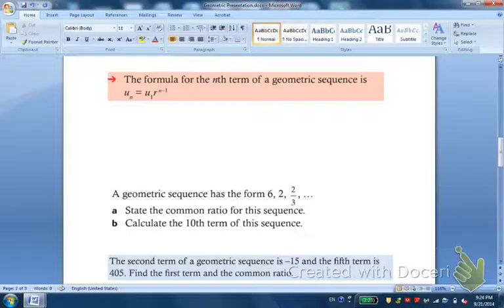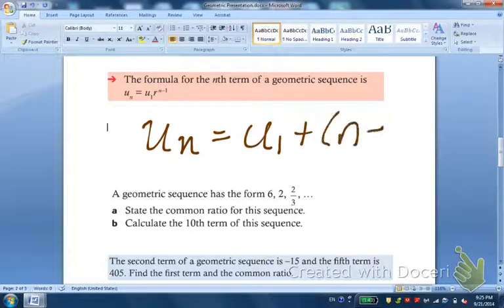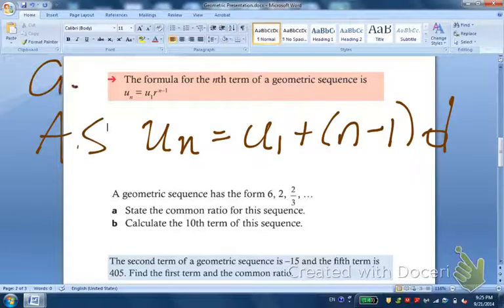Now, just like the arithmetic sequence, we're fortunate to have a formula that helps us find any term of the sequence. The formula is given by u of n is u of 1 r to the n minus 1. Remember, the formula for an arithmetic sequence was u of n is u of 1 plus n minus 1 d. This was for an arithmetic sequence. The top one here is for a geometric sequence.